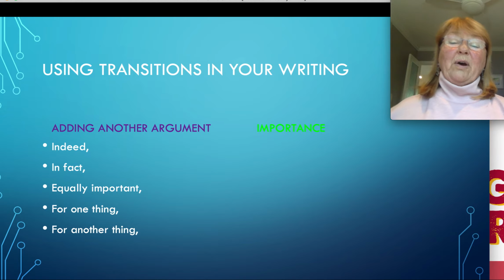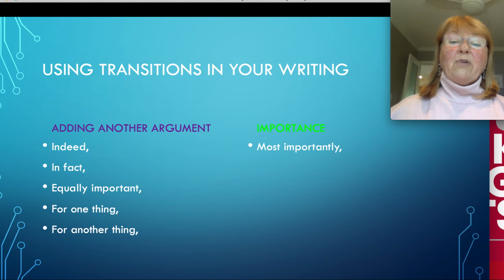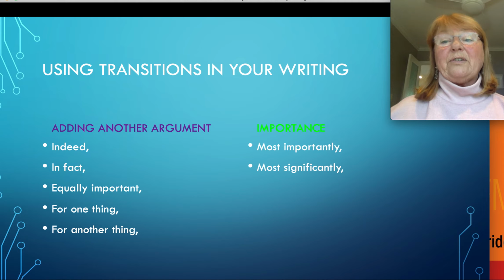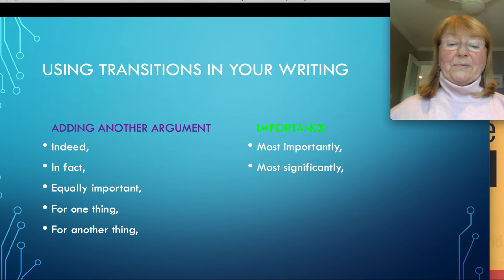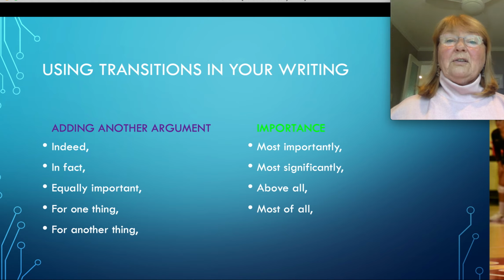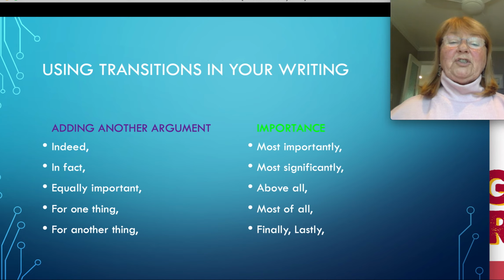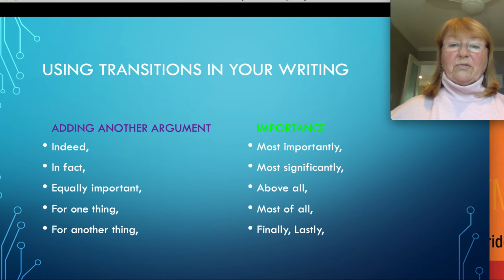Or there's a group of transitions that you can use about what's more important or most importantly, or most significantly. You need a few different vocabulary items. Or above all, or most of all, or finally or lastly. So that shows what's starting out important and then what's more important and more important and more important.